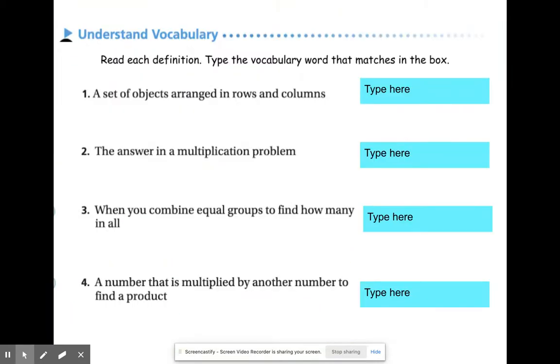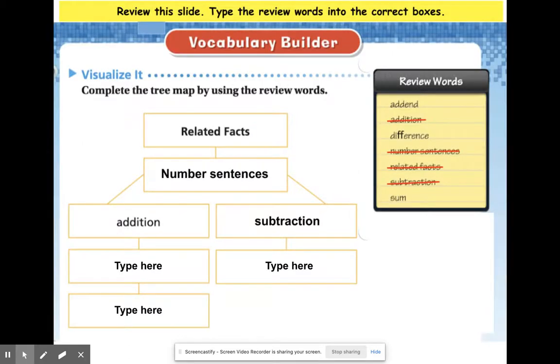Then you're going to use those vocabulary cards to type your answers in the box here. Read the definitions, type the vocabulary word in the box. So if you have the paper vocabulary cards cut out, you can turn them to the definitions, look at the definition, flip it over to write the vocabulary word. If you don't have the paper vocabulary words, you can go back to the slides and do the same thing there. Then you're just going to review the slide and then type the review words in the correct boxes.